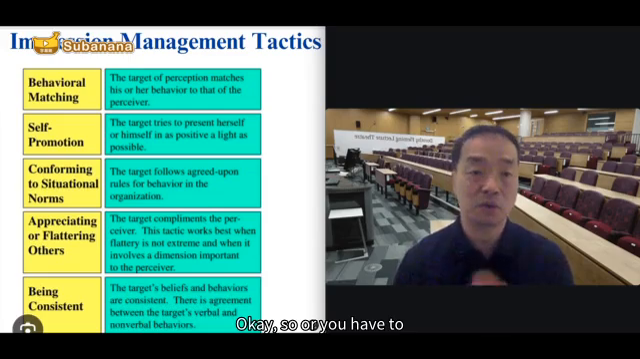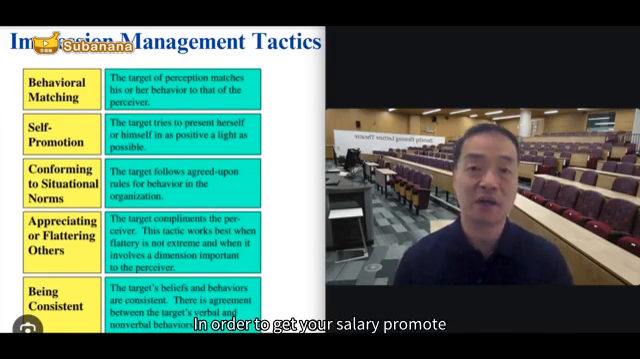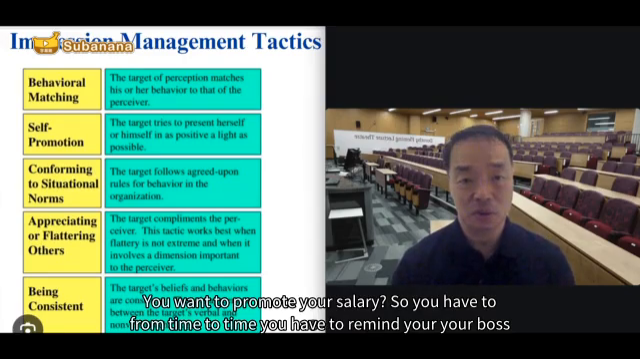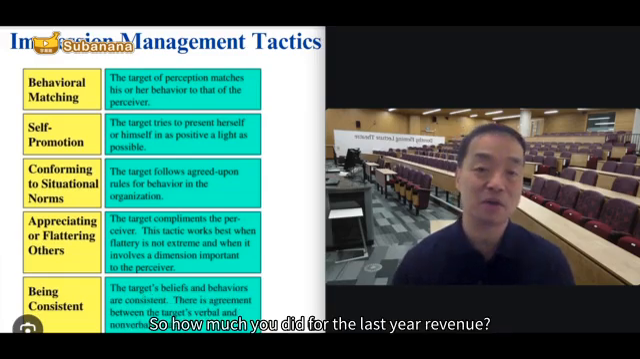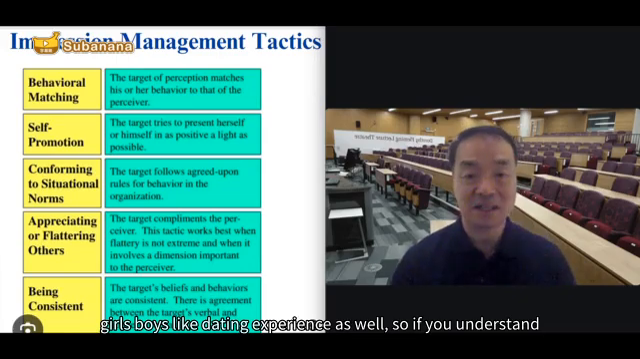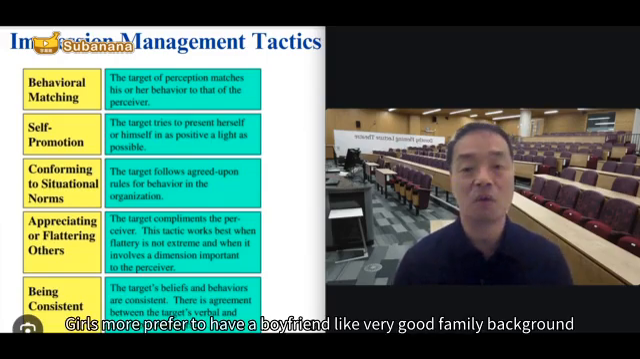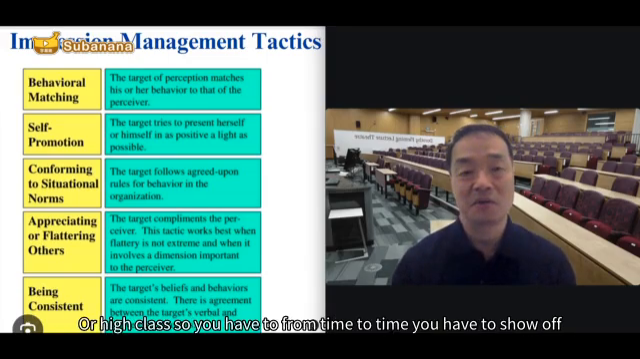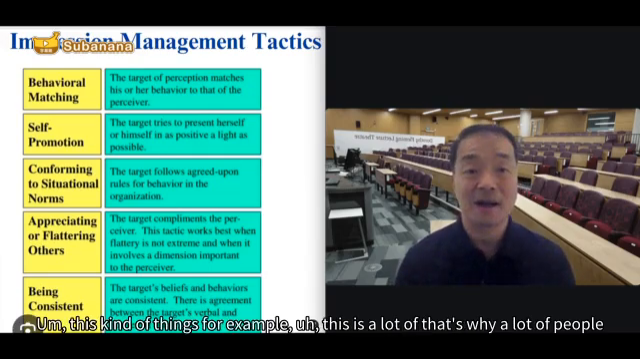Or, in order to get your salary promoted, you have to, from time to time, remind your boss how much you did for the last year's revenue. All right, what about girls and boys, like dating experience as well? If you understand that girls prefer to have a boyfriend with a very good family background or high class, you have to, from time to time, show off this kind of thing.